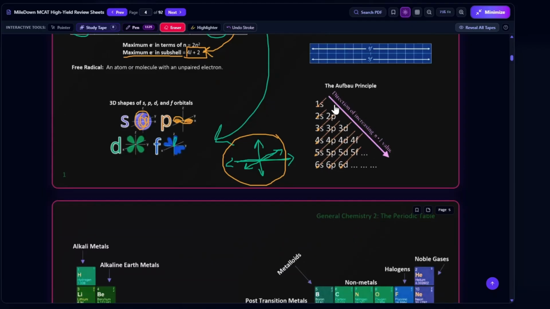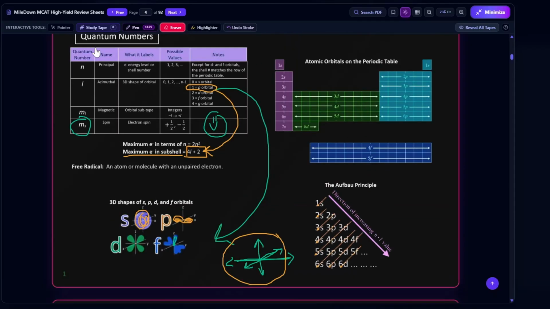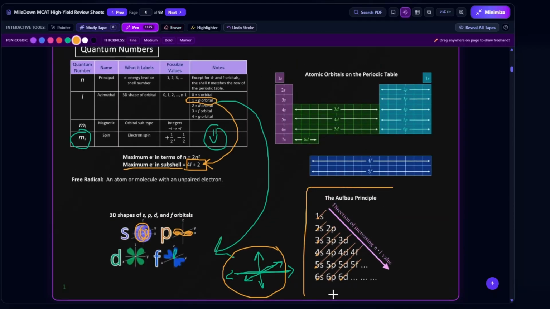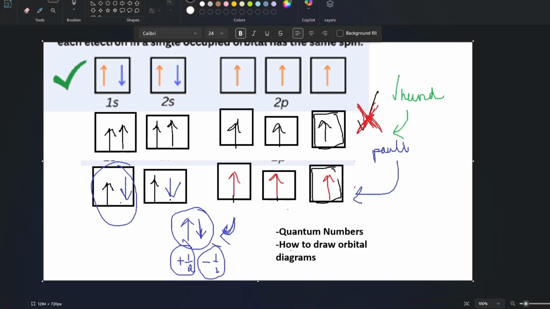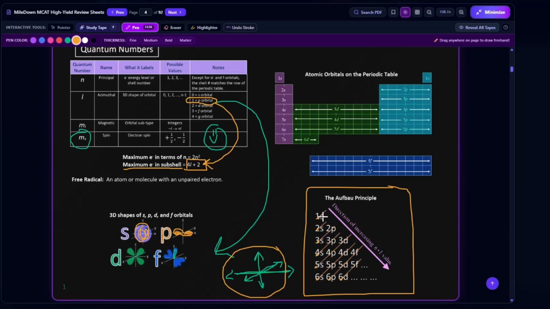Lastly, on this sheet, we're going to go over the Aufbau principle. So the Aufbau principle is basically that, remember I said the orbital diagrams are based off of the subshells, right?